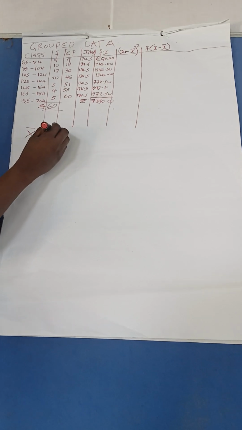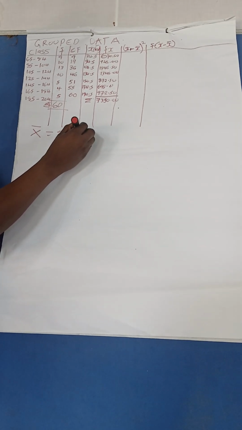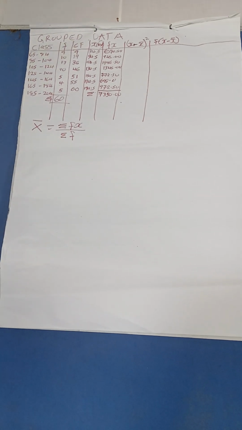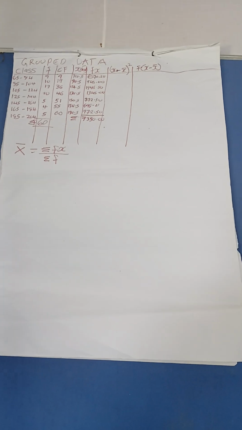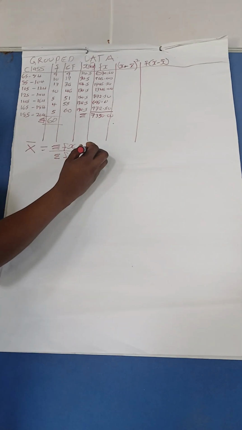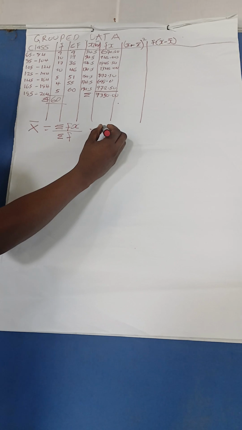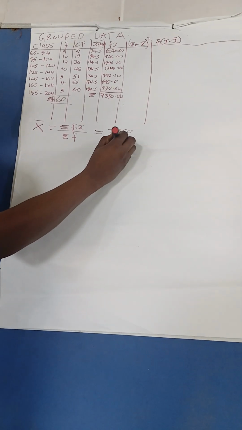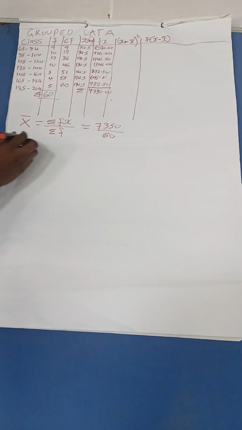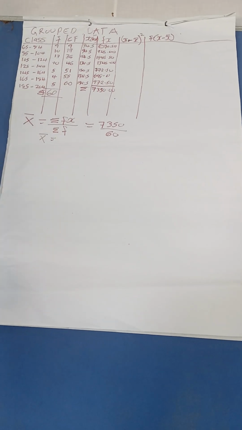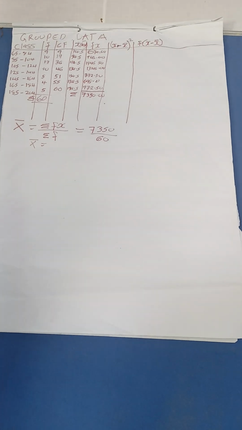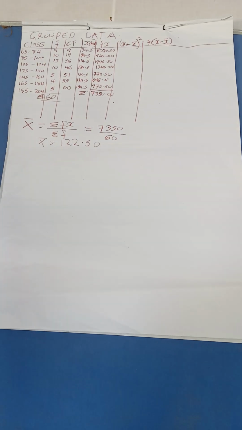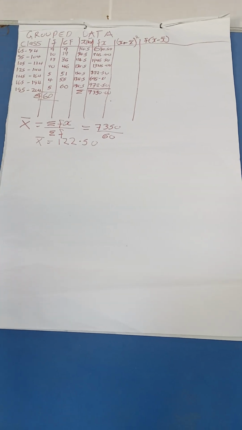And mean is total summation of fx divided by total summation of f. So it will be 7,350. You divide by 60. So our mean in that case will come to 122.50. That is our mean.